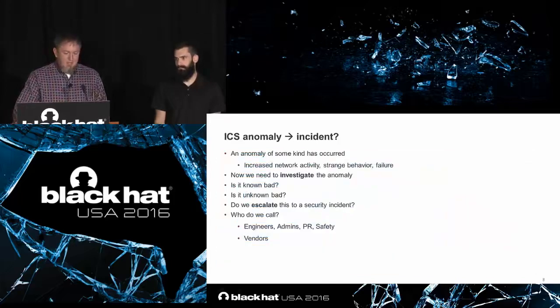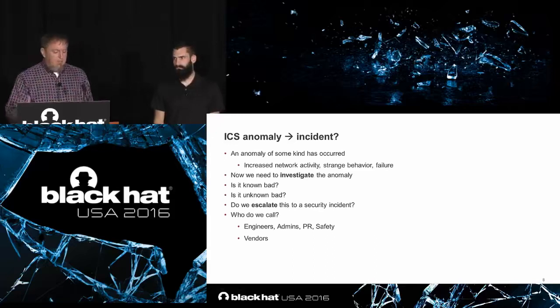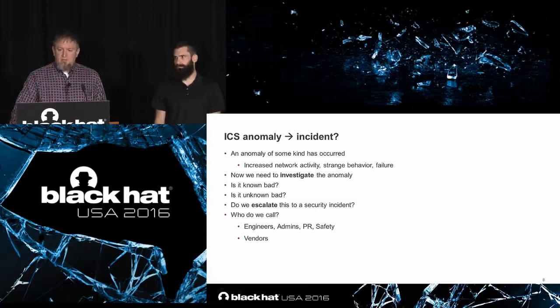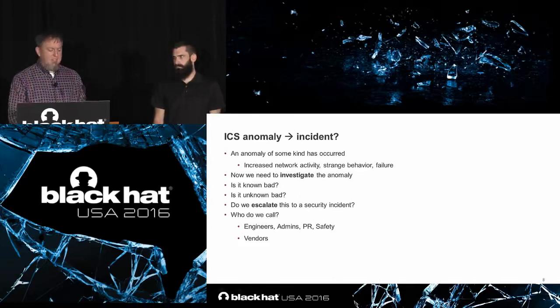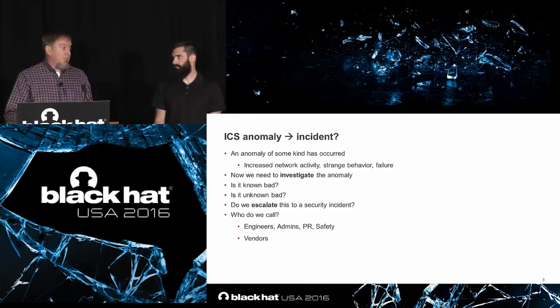An ICS anomaly, how do we know if it's an anomaly, and then what will we do to raise that to an incident in your incident response? An anomaly has occurred sometime, and we don't know. Maybe it's an increased network activity, a lot more bandwidth than you're normally seeing, strange behavior. If Conficker's on a Windows XP HMI, it's going to be generating a lot of traffic, and you're going to notice that traffic. We need to investigate the anomaly. Is it known bad? Is it unknown bad? Is it just a known commodity malware like Conficker, or could it be just a misconfiguration?